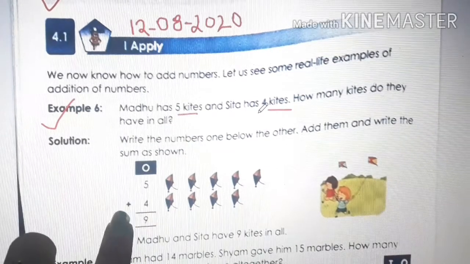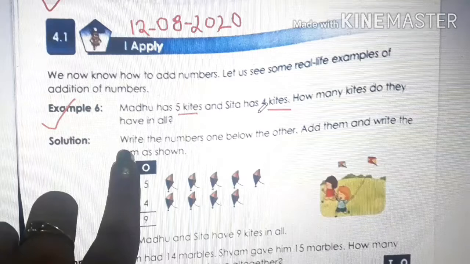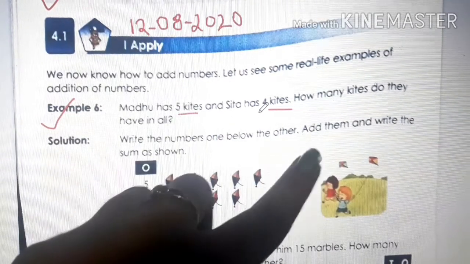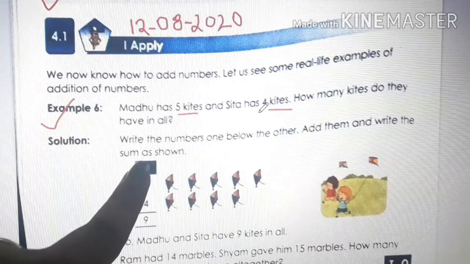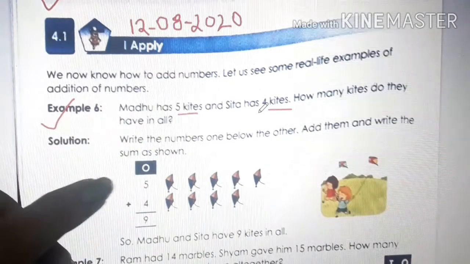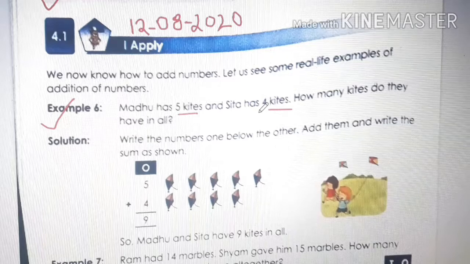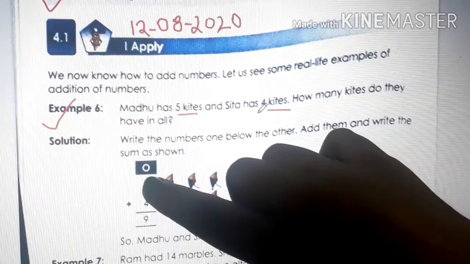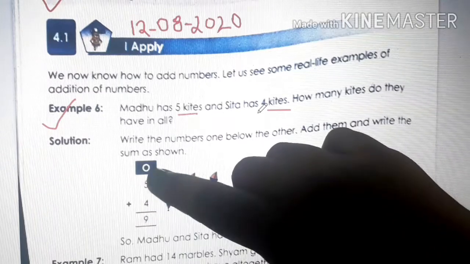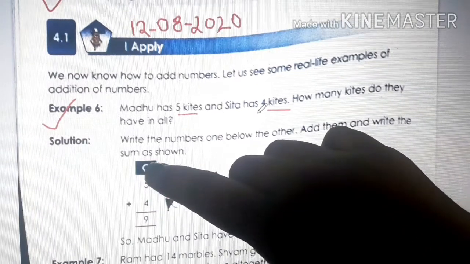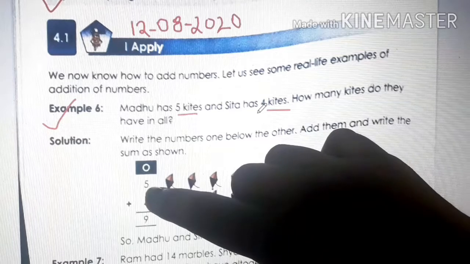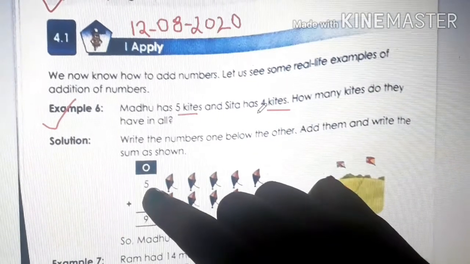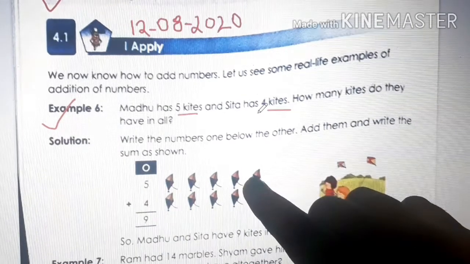So what you are going to do? Addition. So what is written here, children? This is a 1-digit number, that is add them and write the sum as shown. You see how to add vertically. As I explained you now, children, this is a vertical addition. So you have to arrange in column. You have to write the ones place, and under ones place what comes? 5 plus 4.